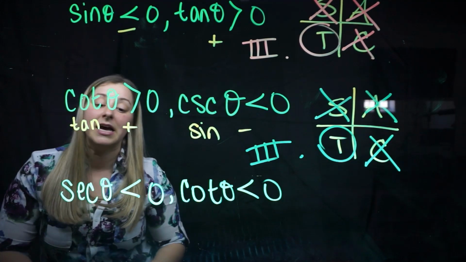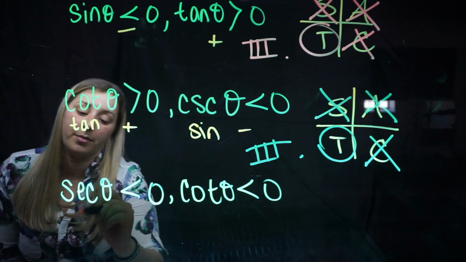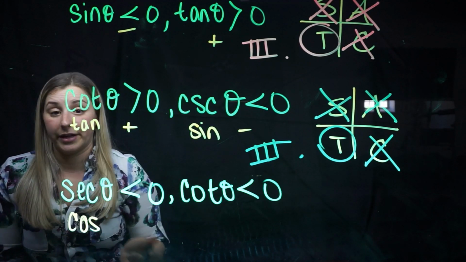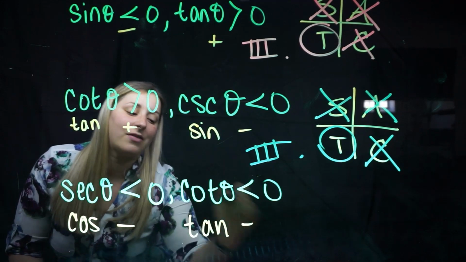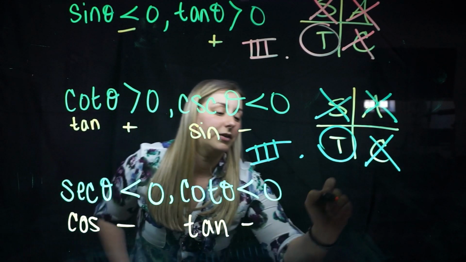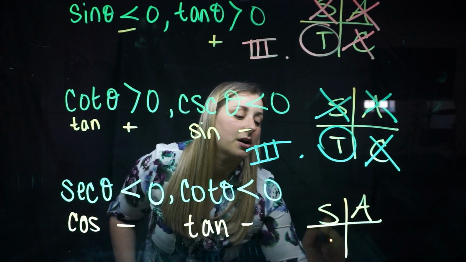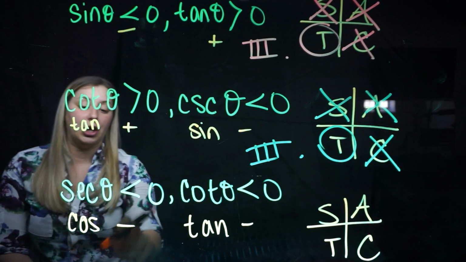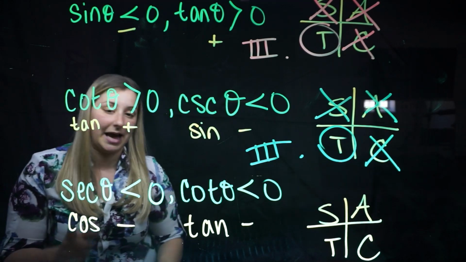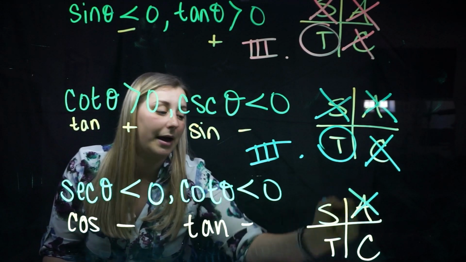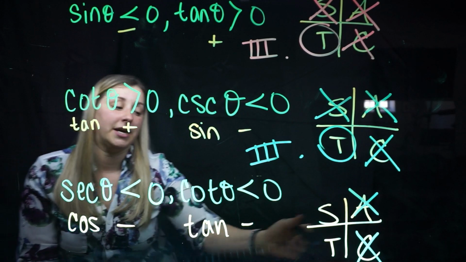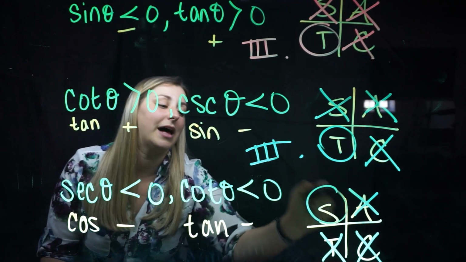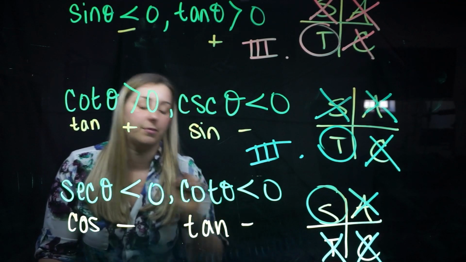Lastly, here we have secant is less than 0. Now remember, secant matches with cos, or that's its reciprocal, and that is negative. And cotan matches with tan, and that is negative as well. Roughly sketching out the ASTC here. We know that the cosine is negative, which means it cannot be in the positive quadrant, so bye. And then we have tangent is negative. Tan cannot be located here because that's where it's positive, so we're left with quadrant number 2.